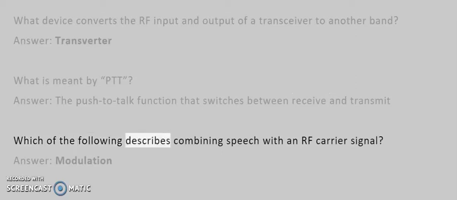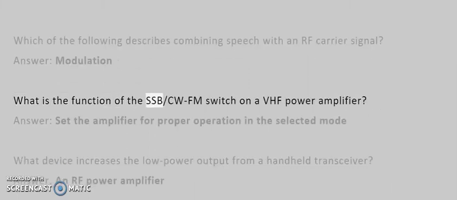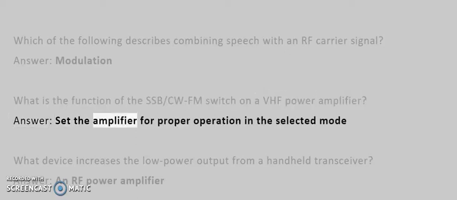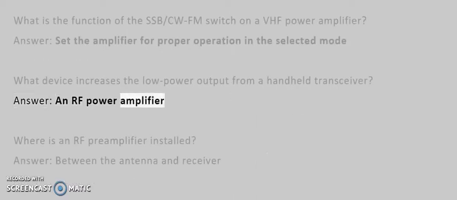Which of the following describes combining speech with an RF carrier signal? Answer: modulation. What is the function of the SSB/CW-FM switch on a VHF power amplifier? Answer: set the amplifier for proper operation in the selected mode. What device increases the low power output from a handheld transceiver? Answer: an RF power amplifier.